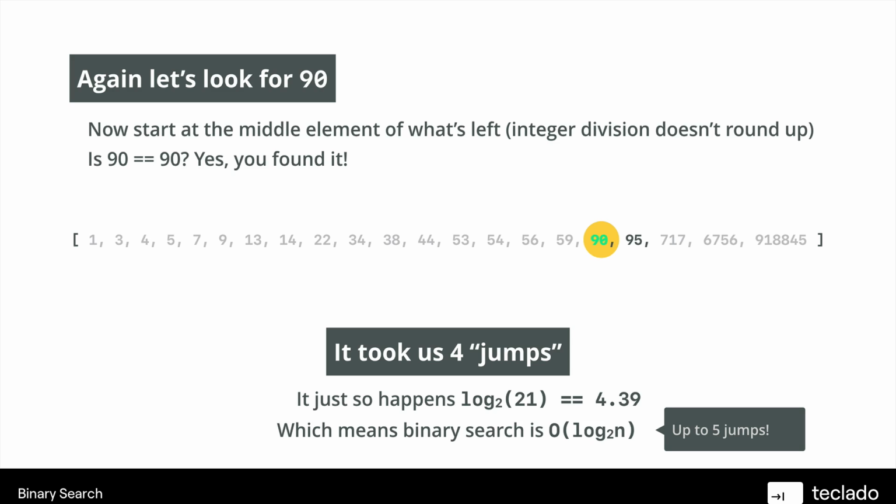In the next few videos, we're going to look at how we can perform binary search on a slightly different structure that isn't a list.